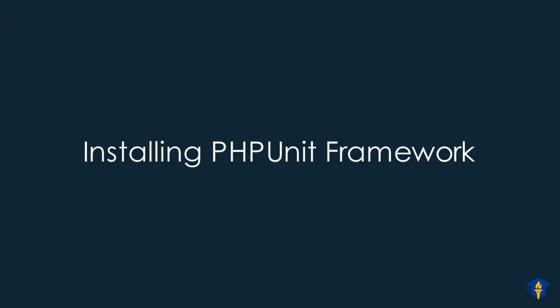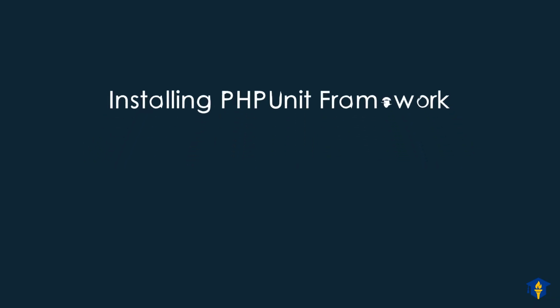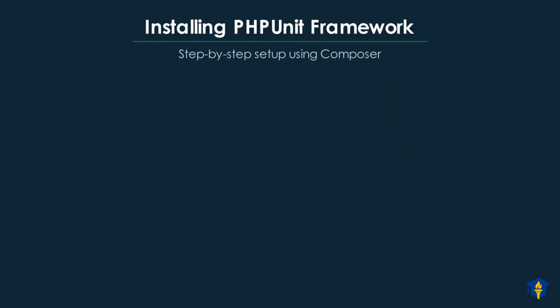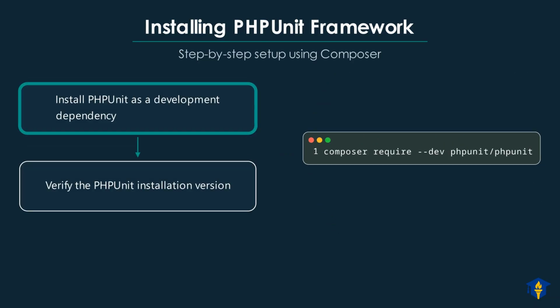Now, let us walk through the process of installing the PHPUnit framework for your projects. We will cover the step-by-step setup using Composer, the PHP Dependency Manager. To install PHPUnit as a development dependency, you will use the Composer require command as shown here. This command installs PHPUnit into your project's vendor directory, marked specifically for development use.